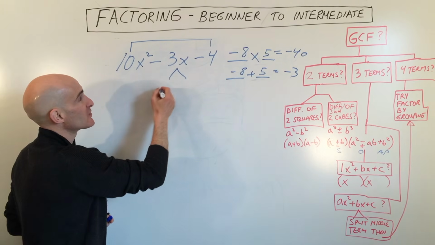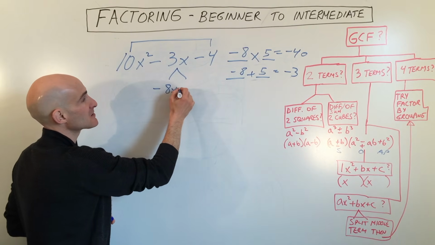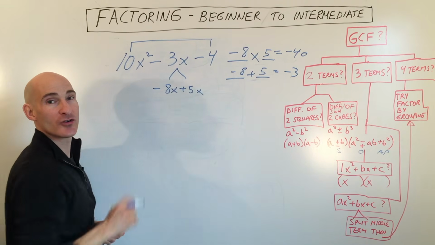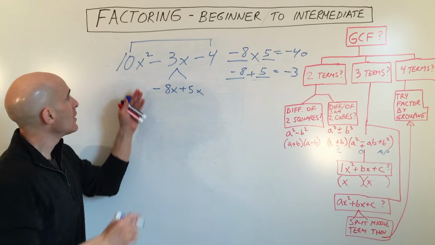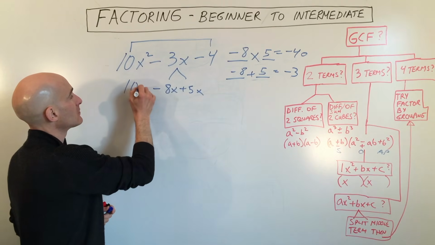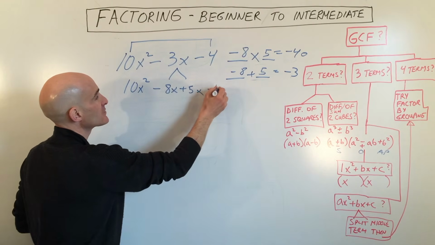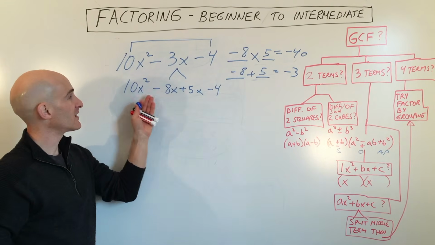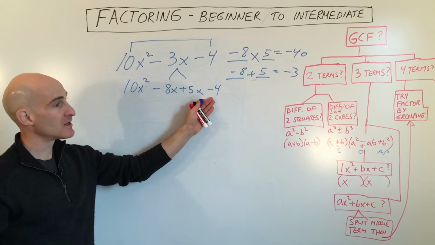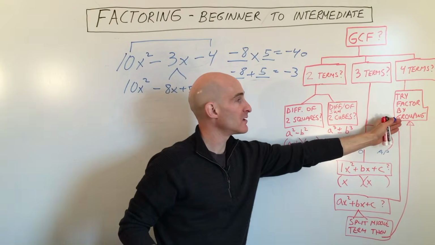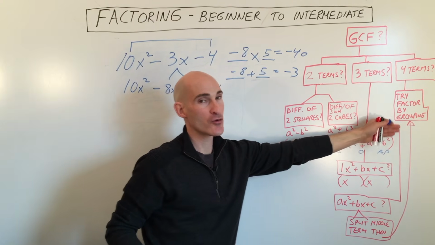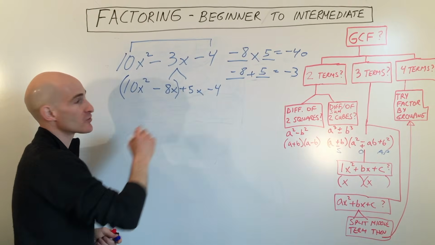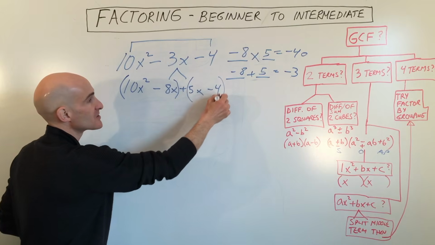And that helps us to split this middle term into negative 8x plus 5x. See how those add up to the middle term, negative 3x? We're going to bring down the 10x squared. We're going to bring down the minus 4. Now you can see we have 1, 2, 3, 4 terms. Again, the terms are separated by minus or plus. We have 4 terms. That's when we do the factoring by grouping. So what we're going to do is group the first two by putting parentheses around them. We're going to group the last two.